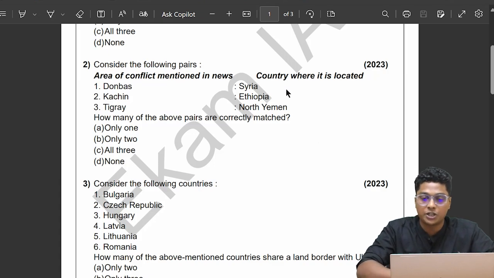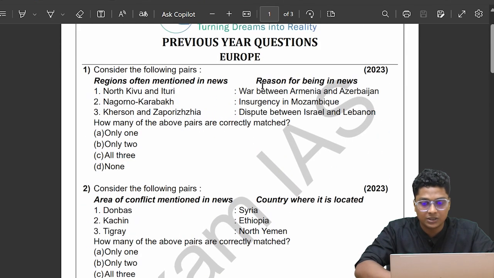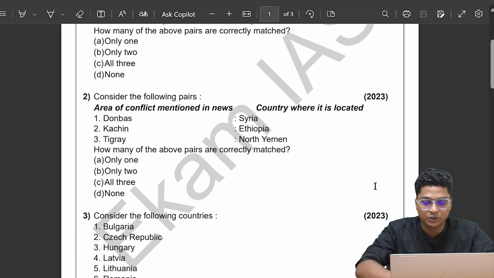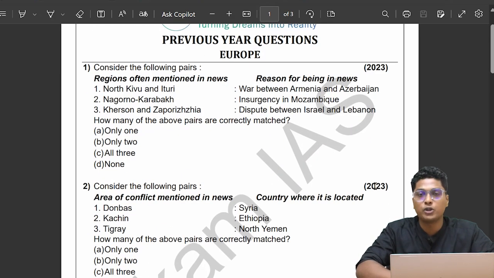Regarding the Russia-Ukraine war, this question was asked. Tigray is in Ethiopia, right? Similarly, this is a 2023 PYQ. This is also a 2023 PYQ. So we have solved two PYQs that are related with Europe. So we have seen two questions.